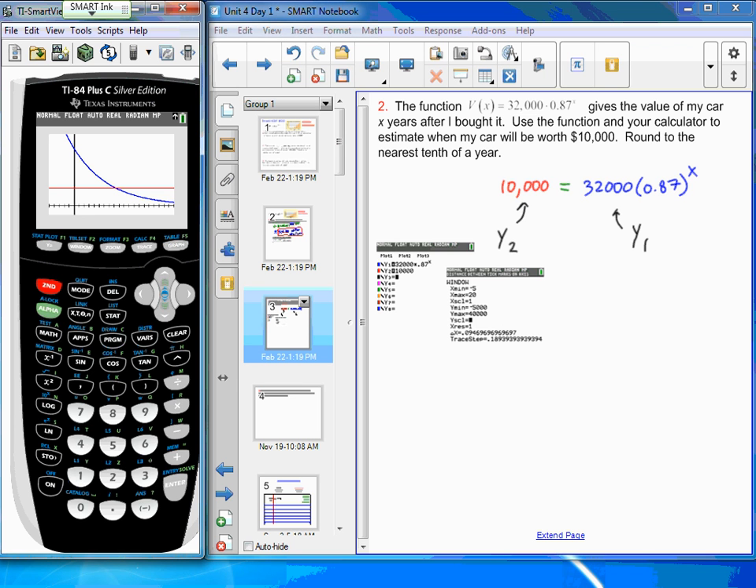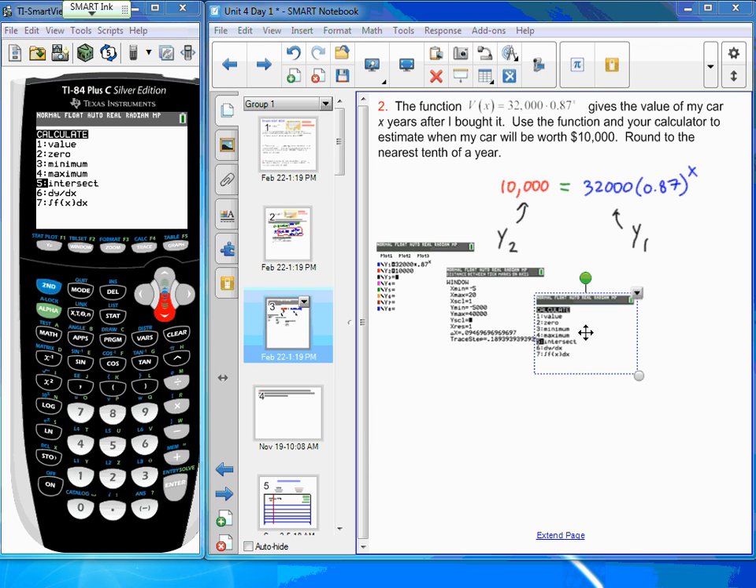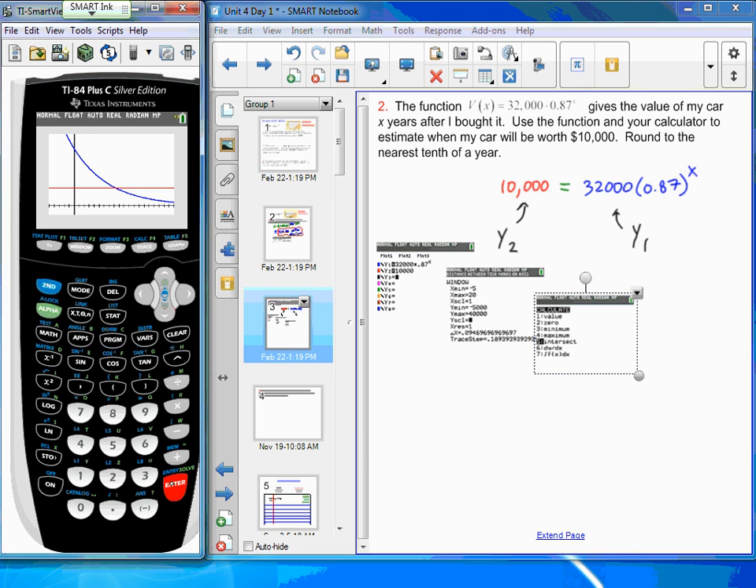So everybody, please do this to remind yourselves. Second trace is the calculate menu. Which option do we want? We want the fifth option for intersect. So let me grab a screenshot of that. Remember, the calculator asks you for first curve, so press enter to tell the calculator, yes, that's the first curve. Second curve, press enter again to tell the calculator, yes, that's the second curve, and then a guess.